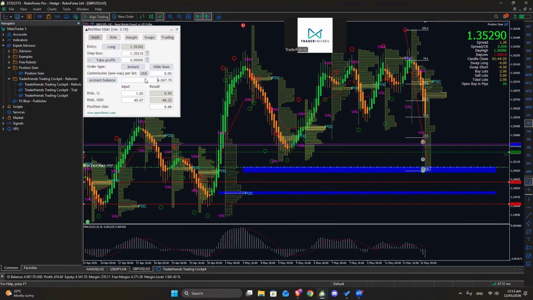So the position sizer shows you the balance. By the way, I opened this account and my first trade was on the 1st of May. So we have 2 trading weeks now. And I started with $2,300 and now I'm sitting at $4,000 on the small account, showing you that you don't need a lot of money in order to trade and make money.